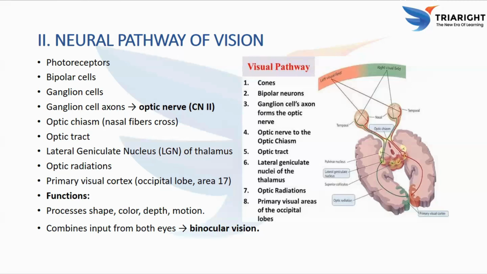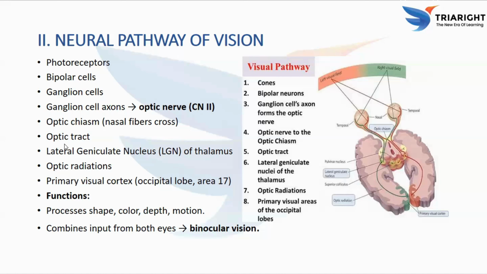And then coming to bipolar cells. The photoreceptors send signals to bipolar cells. These bipolar cells act as middle messengers, and then they pass the signals to ganglion cells. These ganglion cells are the first output neurons of the retina. And then all ganglion cell axons bundle together to form the optic nerve, the second cranial nerve. This is the main cable carrying visual information to the brain.